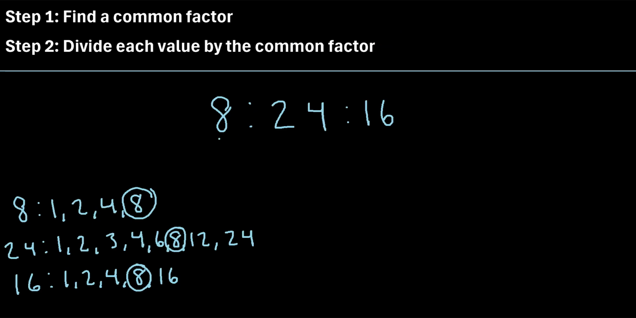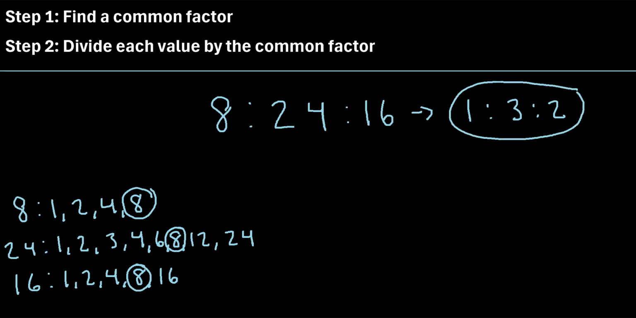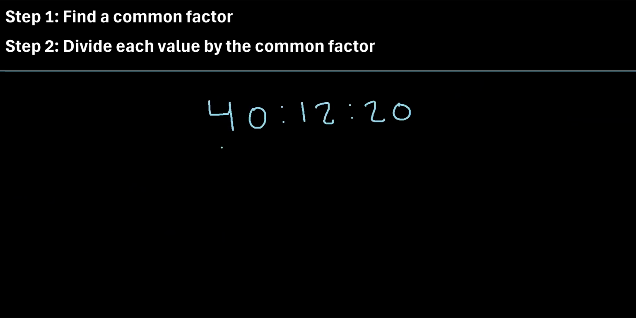So let's do that. 8 divided by 8, that's just 1. So let's write that right here. 1. 24 divided by 8 is 3. And 16 divided by 8 is 2. So 8 to 24 to 16 simplified is 1 to 3 to 2. All right, let's try another example.